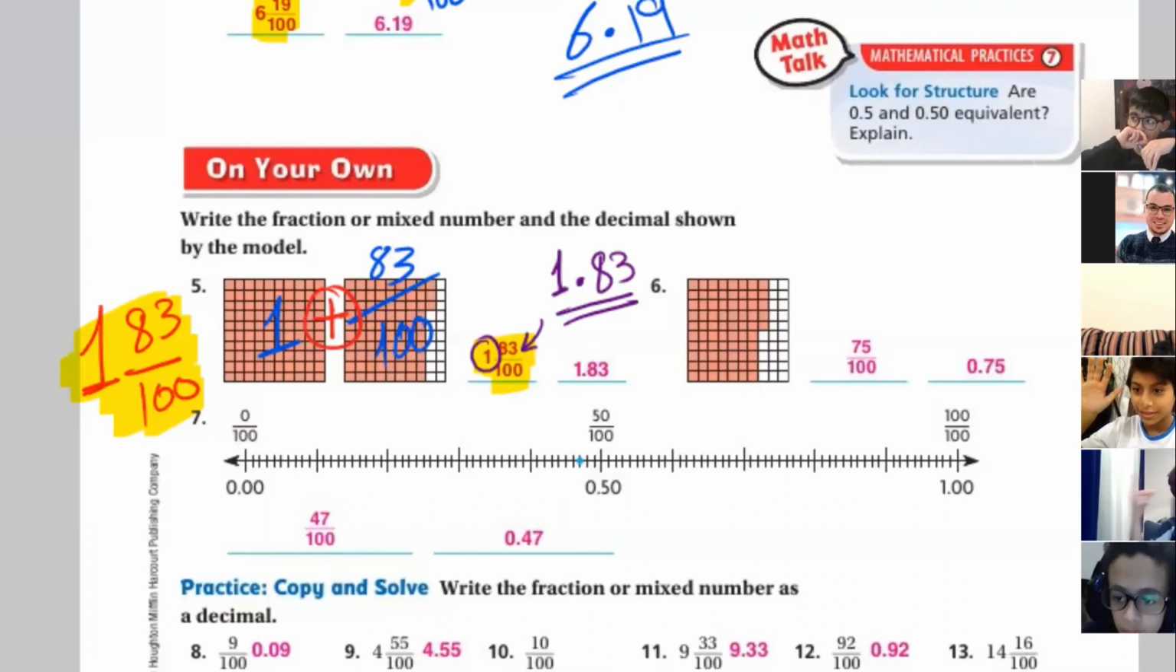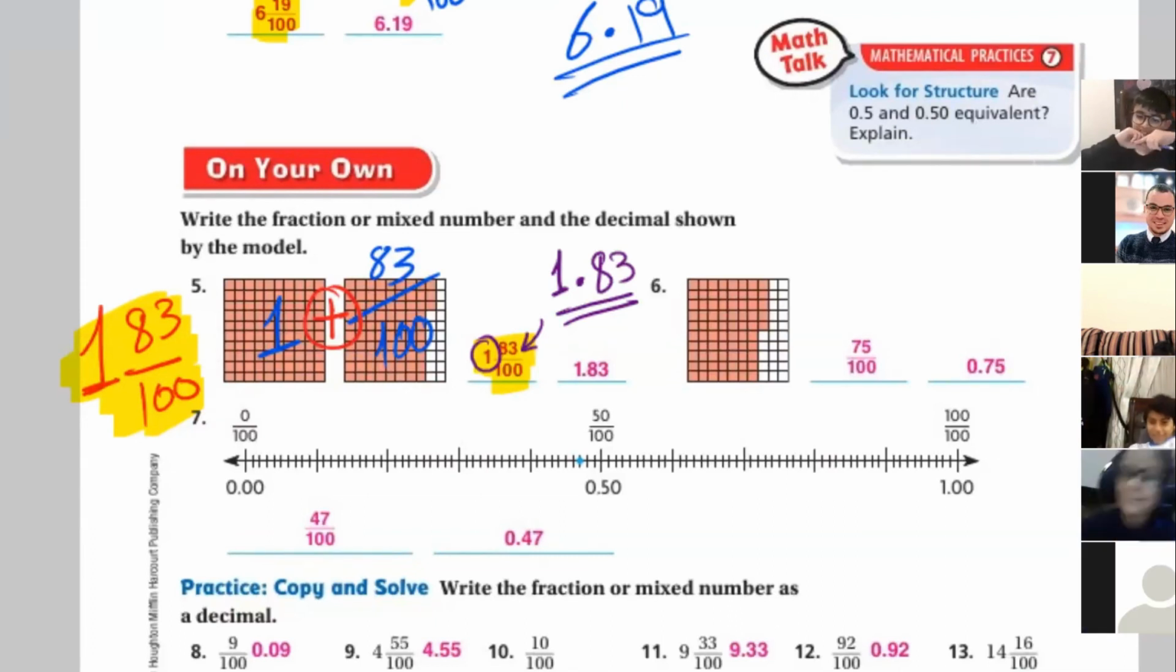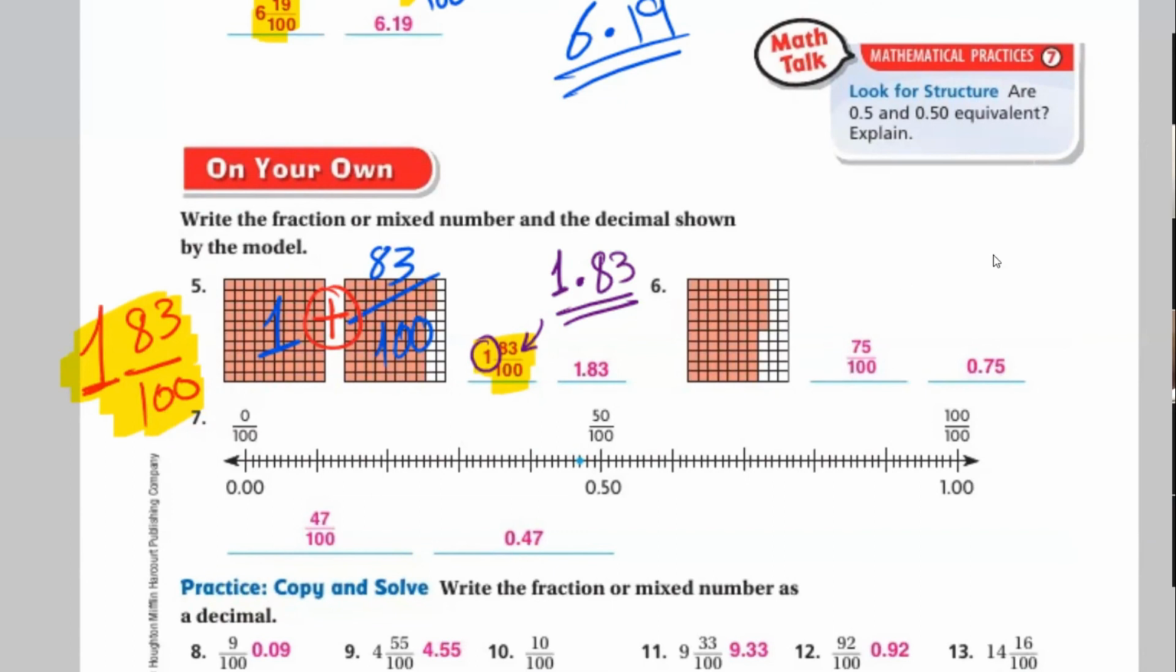Okay, what about Yusuf? Yusuf, are you there? Yes. Okay, Yusuf, tell me number 6. Number 6. First, we will count the shaded squares. Okay, so what we're gonna do? We will see the shaded number, and then we will put it over 100.